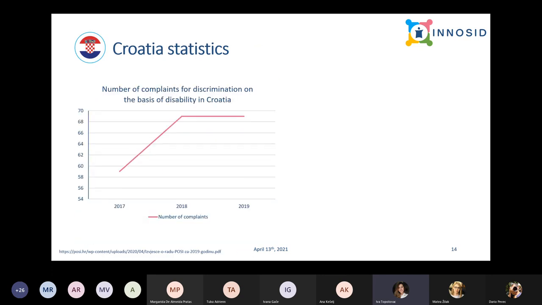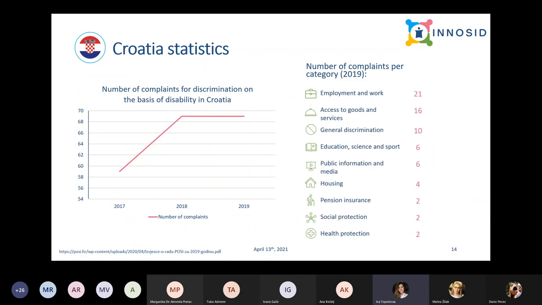Okay, moving on to perhaps more interesting statistics, which are the number of discrimination complaints in Croatia. This data is for the year 2019. I haven't found any more recent data. The data I have taken from the report of the Public Defender for People with Disabilities in Croatia. So as you can see, there are not that many complaints. In 2018 and 2019, the number of complaints was 69.